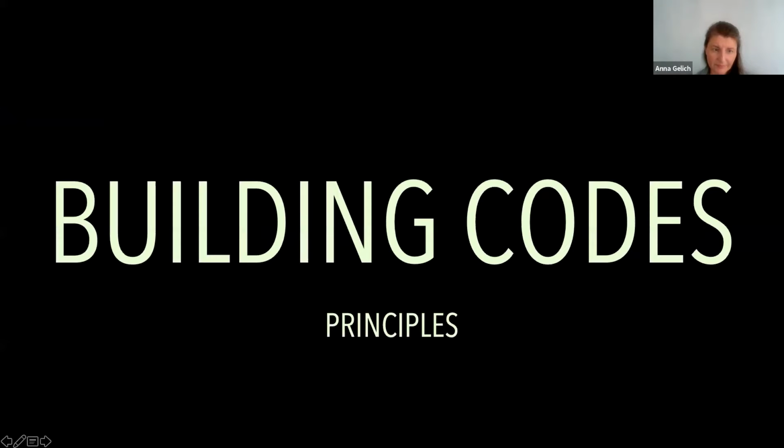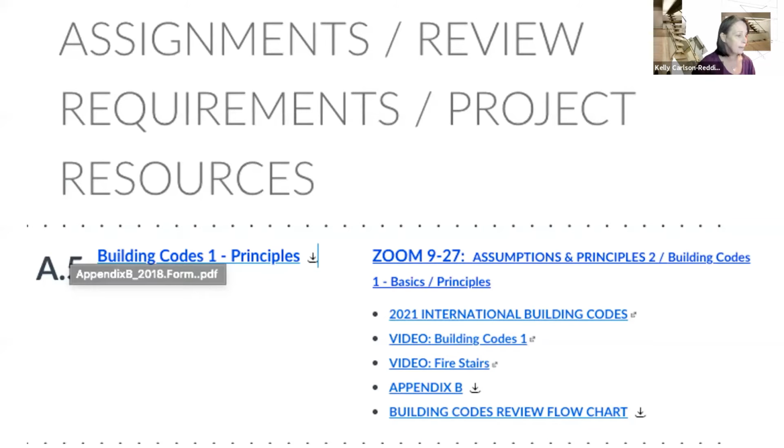Okay, thank you. So this is our building codes principles. I wanted to show you that video. It is available to you. The links for everything that you're going to need for this first part of the building codes are on the Canvas page called assignments, review, requirements, etc. When you go to A5, you're going to find everything that you might want to reference.